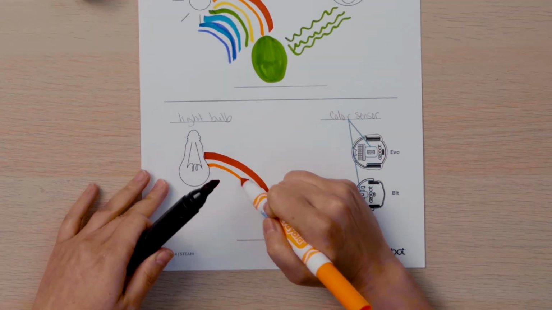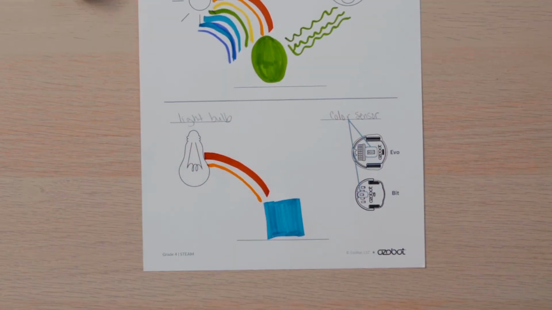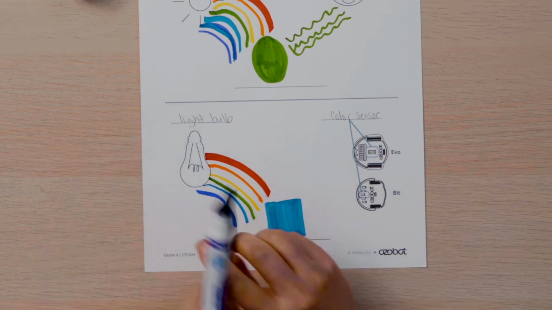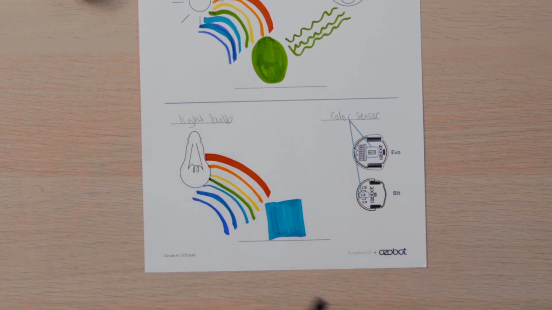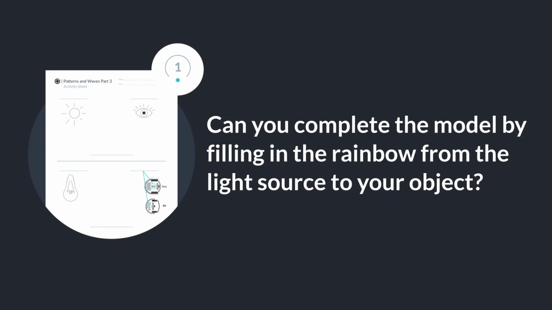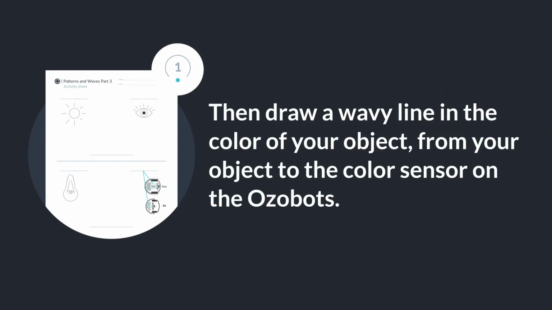Now I'll add some light waves from the light bulb to my object by drawing all the colors of the rainbow. Since my object is blue, I'll draw a wavy blue line from my object to the Ozobot's color sensor. Can you complete the model by filling in the rainbow from the light source to your object? Then draw a wavy line in the color of your object from the object to the color sensor on the Ozobot.